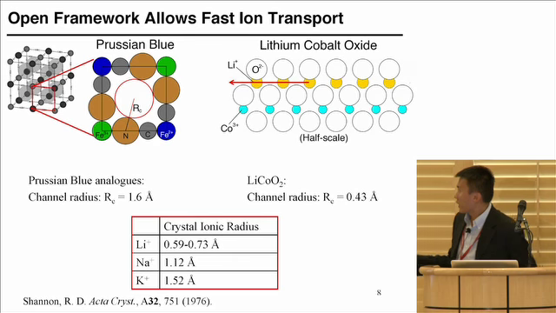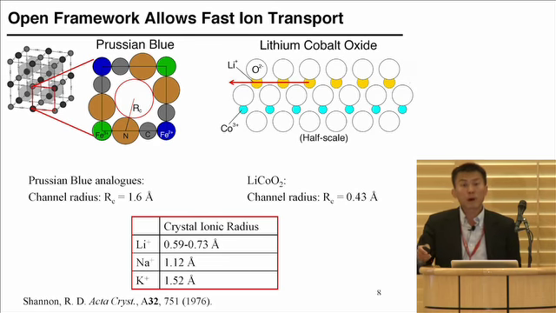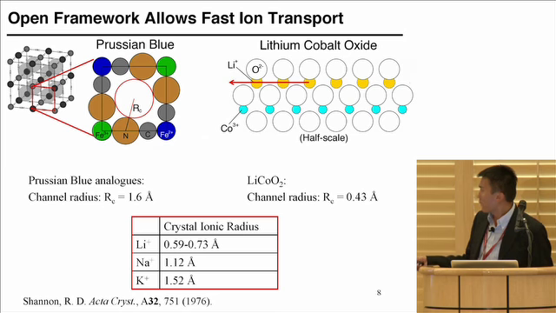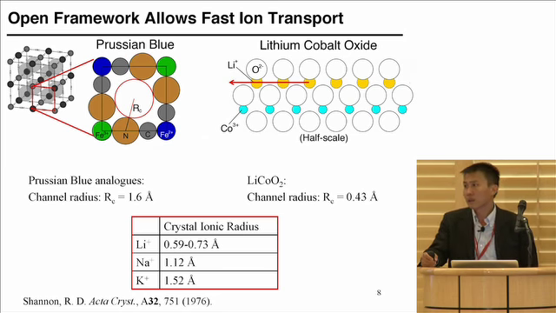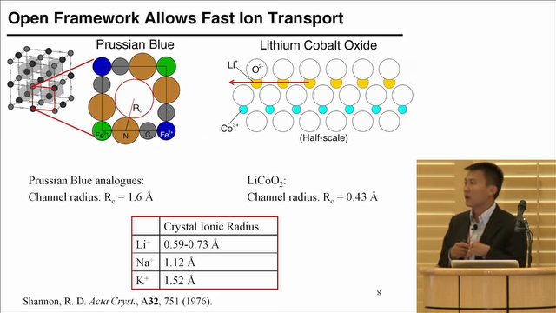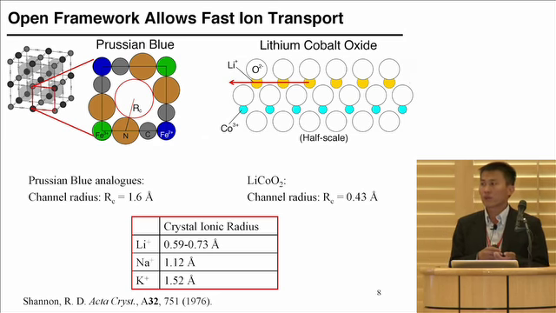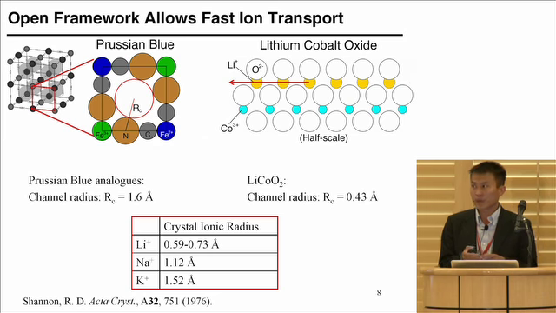Looking into the detail, this has a radius of roughly 1.6 angstrom. You look at these metal ions commonly used for batteries: lithium, sodium, and potassium. They fit in there very easily. So this open framework structure really welcomes ions to be inserted. This potentially can create really good materials for high power, fast applications.